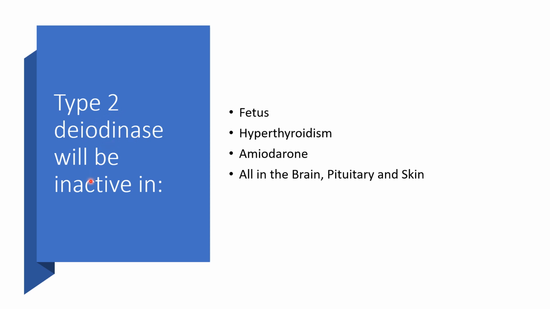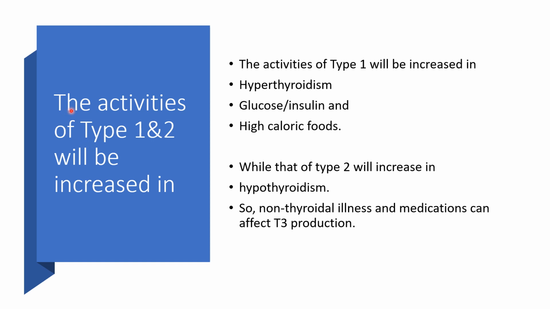Type 2 deiodinase will be inactive in fetus, hyperthyroidism, amiodarone, all happening in the brain, pituitary gland, and the skin. There are certain conditions where and when activities of both type 1 and 2 will be increased. Specifically, type 1 will be increased in hyperthyroidism, glucose used with insulin, and high-caloric foods, while the activities of type 2 will be increased in hypothyroidism. So, non-thyroidal illness and medications can affect T3 production. So you can now see that we are really getting down to the root of hypothyroidism.